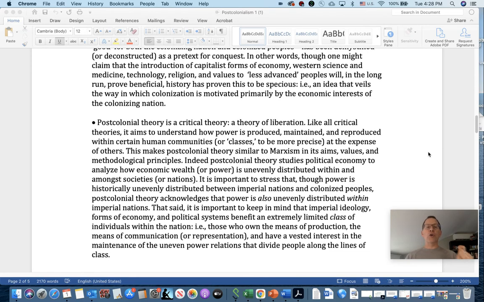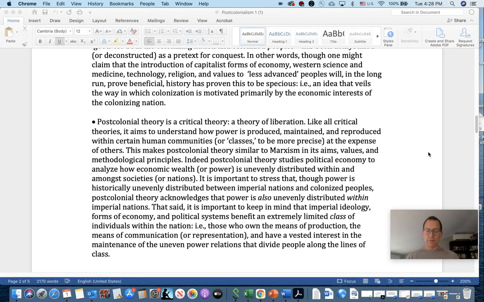Post-colonial theory is a critical theory, a theory of liberation. Like all critical theories, it aims to understand how power is produced, maintained, and reproduced within certain communities or classes, to be more precise, at the expense of others. This makes postcolonial theory, as you might have guessed, similar to Marxism in its aims, values, and methodological principles.